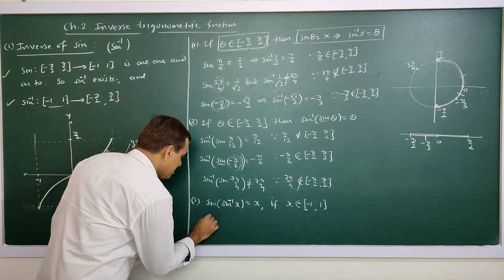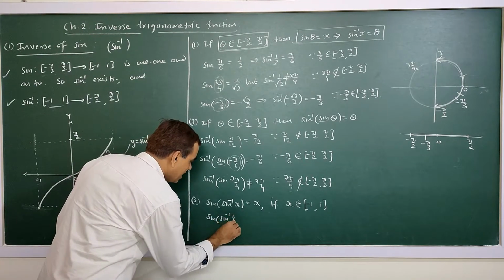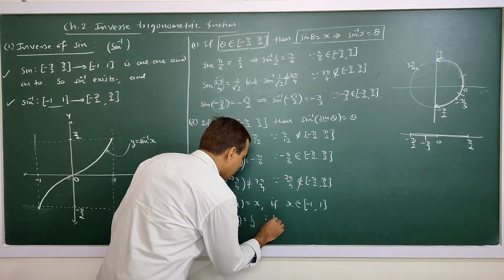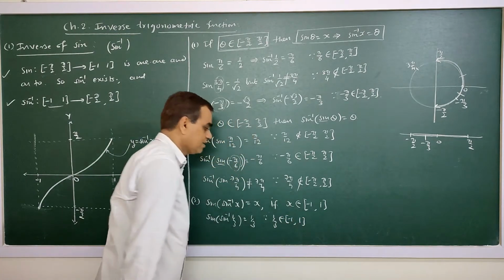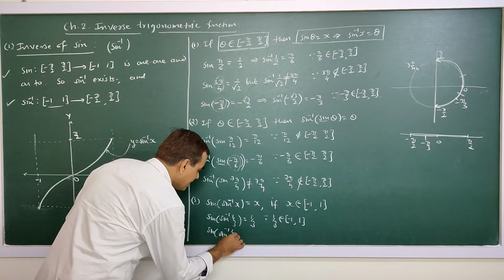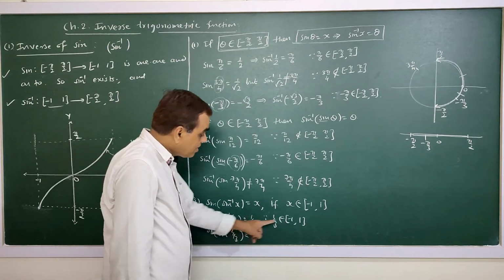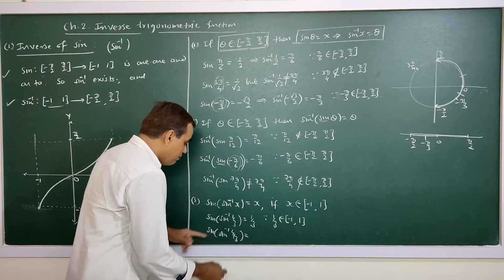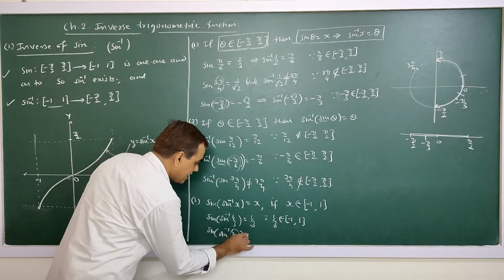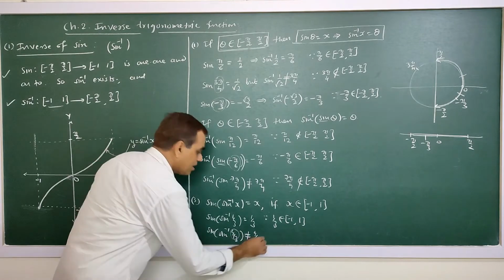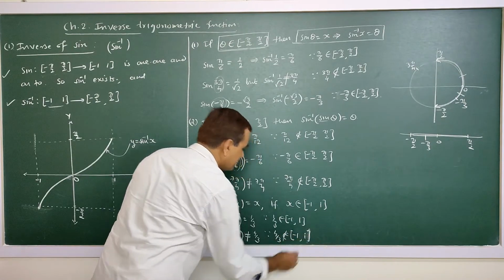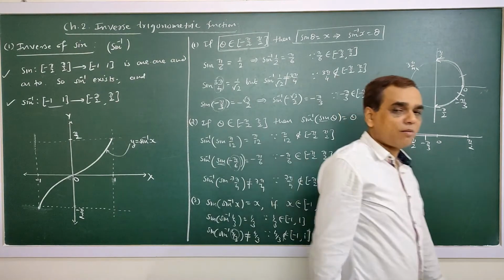As for example, sine of sine inverse 1 by 3 equals 1 by 3. It is true because 1 by 3 belongs to minus 1 to 1. But if I keep here sine of sine inverse 4 by 3, now this number does not belong to this set. 4 by 3 is not in minus 1 to 1. So this is not equal to 4 by 3 because 4 by 3 does not belong to minus 1 to 1. So that is the meaning of this third property.